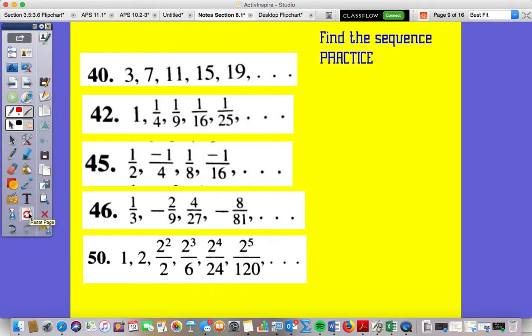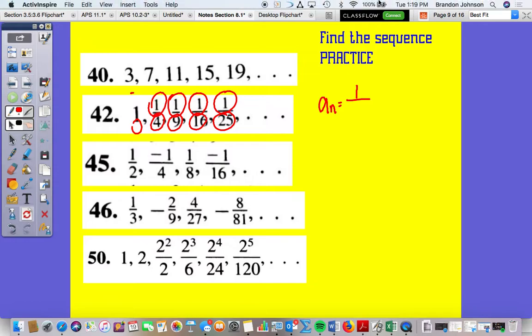All right, the next one, if you see a fraction, we have 2 things going on. We have the top, and then we have the bottom. So we have 2 specific differences, okay? So on the second one, we have a sub n equals, the 1 stays the same on the top, so we have no variable up there. The bottom one, though, goes from 1, 4, 9, 16, 25. Well, you could kind of see that this is just taking a value and squaring it, right? So 1, 4, 9, 16, 25.